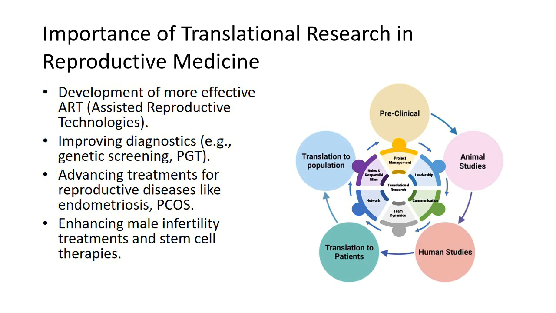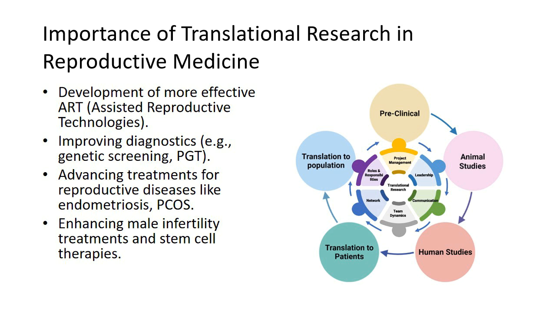2. The importance of translational research in reproductive medicine. Translational research plays an essential role in improving fertility treatments and enhancing reproductive health care. Some key areas where translational research has had an impact include A. Developing more effective fertility treatments. Innovative ART, assisted reproductive technologies.